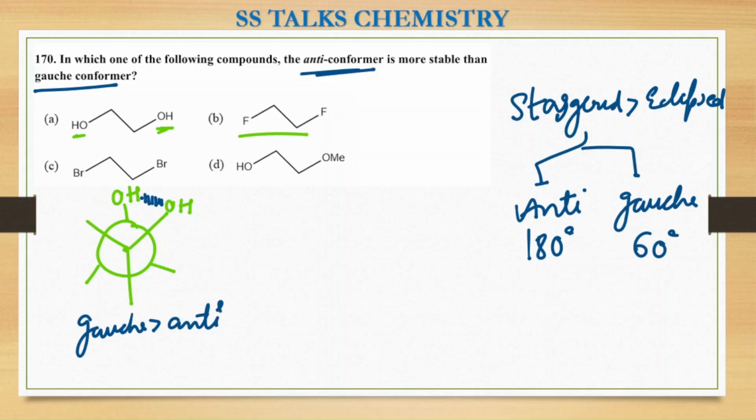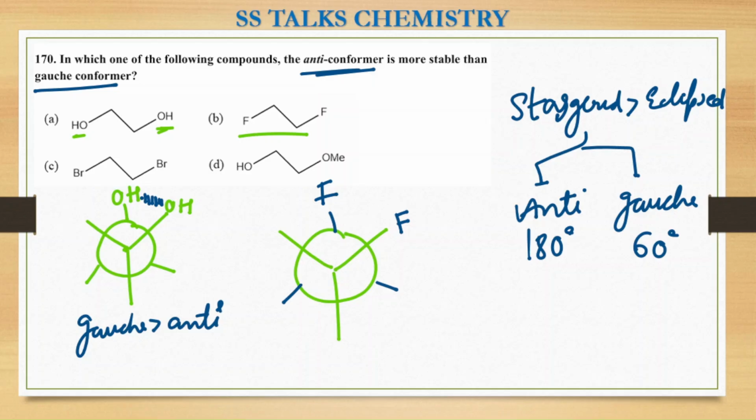Next molecule, if you see, is the difluoroethane that we have. For this also, if you draw the Newman projection, you will get it like this. Here you keep the substituents, that is your fluorine atom over here, and the rest are these. In this case, again the gauche conformation will be more stable. The reason for that lies in the sigma to sigma star interactions that you have.